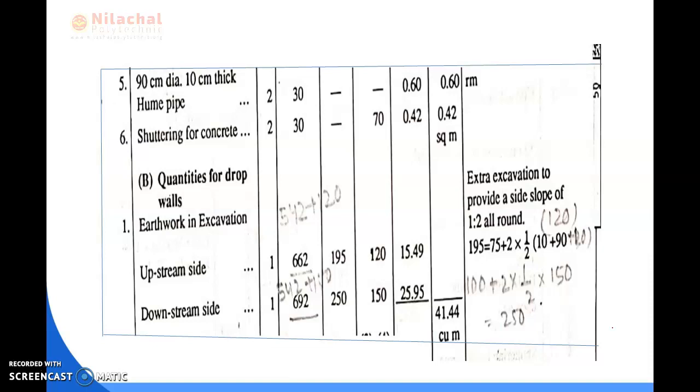What is the total value of the downstream side? The length is given here in centimeter, and we consider it in meter. 692 centimeter is 6.92 into 2.50 into 1.50 meter. Then we get the quantity 25.95. The total quantity of earth excavation here is 41.44 cubic meter. Okay, is that clear? Then we are going to the next one.